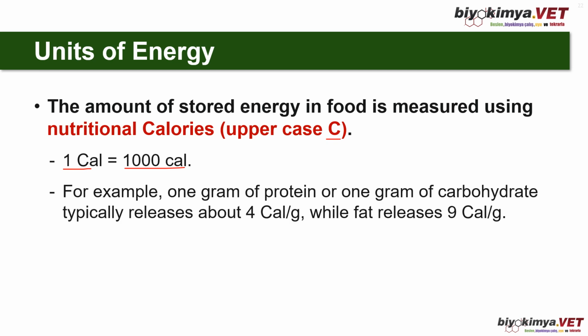For example, 1 gram of protein or 1 gram of carbohydrate typically releases about 4 nutritional calories per gram, while fat releases 9 nutritional calories per gram. If you know the amount of each of these substances contained in a food product, we can make a first approximation of the number of calories it contains by using the caloric values as conversion factors.